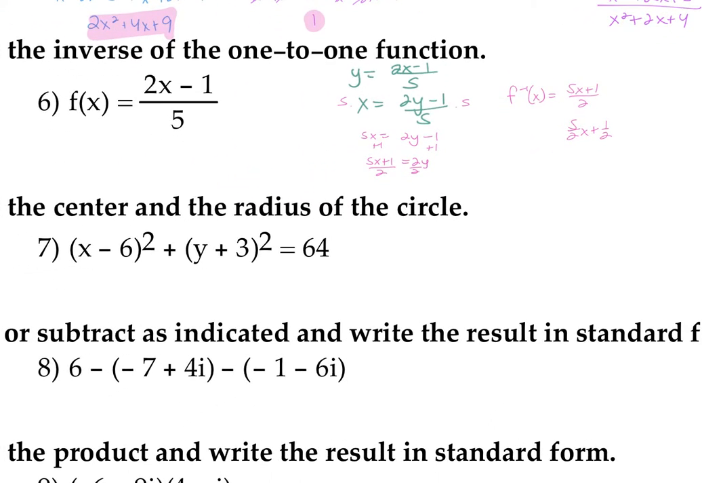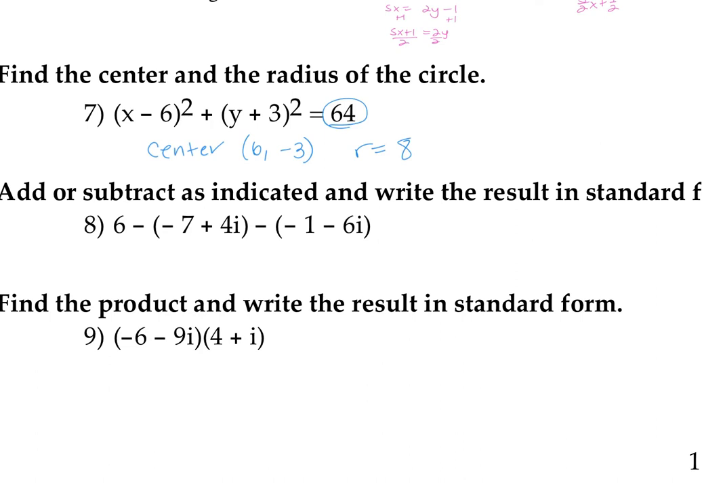For 7, you're trying to find the center and the radius. So you want to do the opposite of what follows x, 6, opposite of what follows y, negative 3. And then the square root of the number by itself, which means the radius is 8.